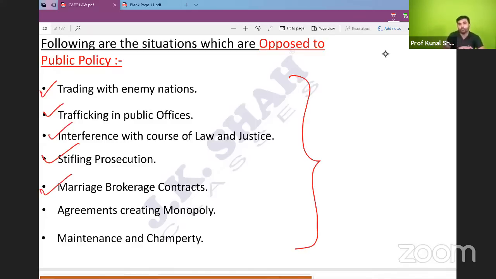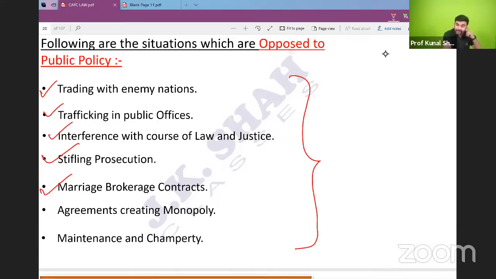Agreements creating monopoly. See, what is a monopoly market? When I say monopoly market, it means there is a single seller and there are multiple buyers. When there is a single seller and there are multiple buyers, then in that case, the single seller is in a position to ruin the entire market. He can play a dominating role, and he can also take unfair advantage of that position.